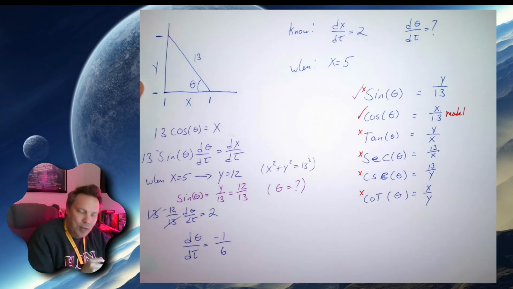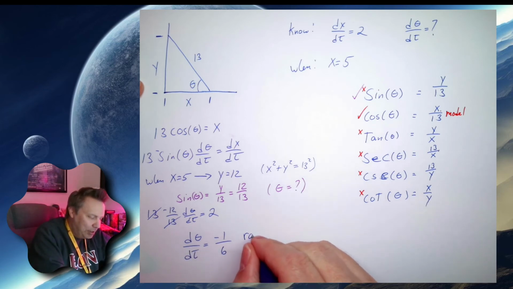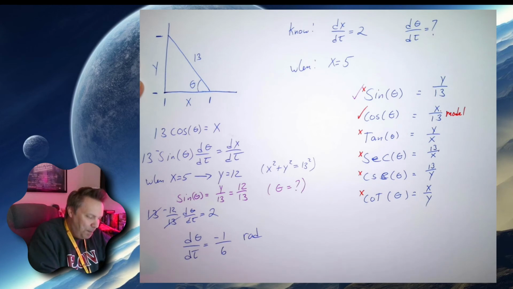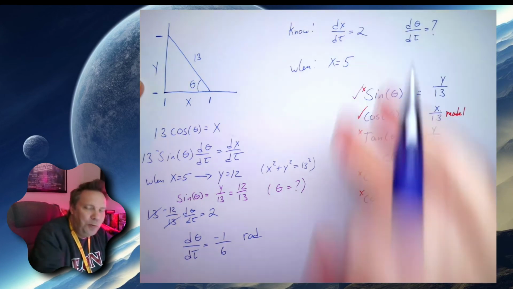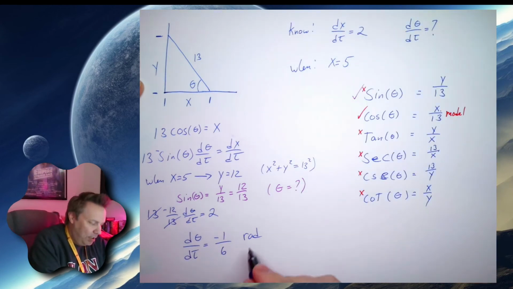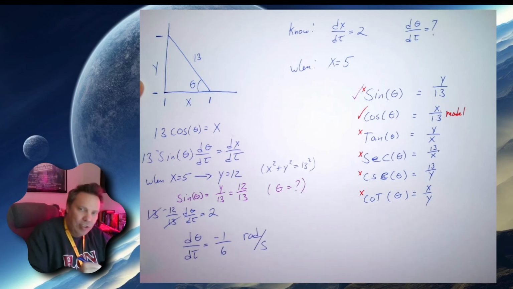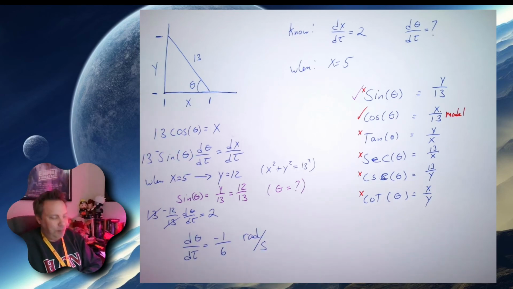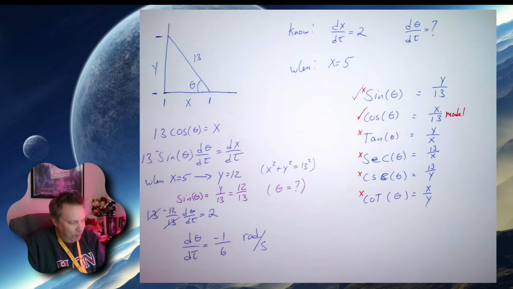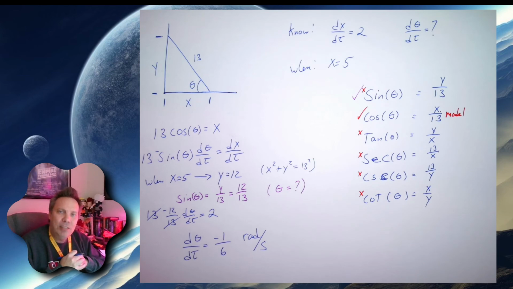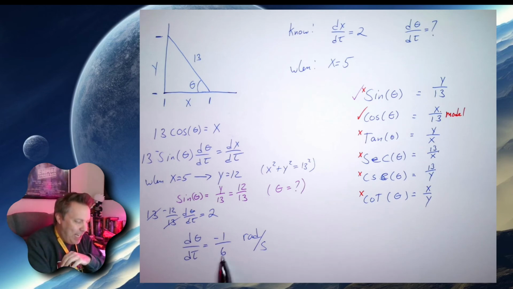What are the units for this? Well, theta is going to be measured in radians, and for time, everything was like 2 feet per second. So it's radians per second for this problem. So how fast is this angle changing when the bottom of the ladder is moving out at 2 feet per second, when the bottom of the ladder is 5 feet from the base? It's changing at negative 1/6 radians per second.